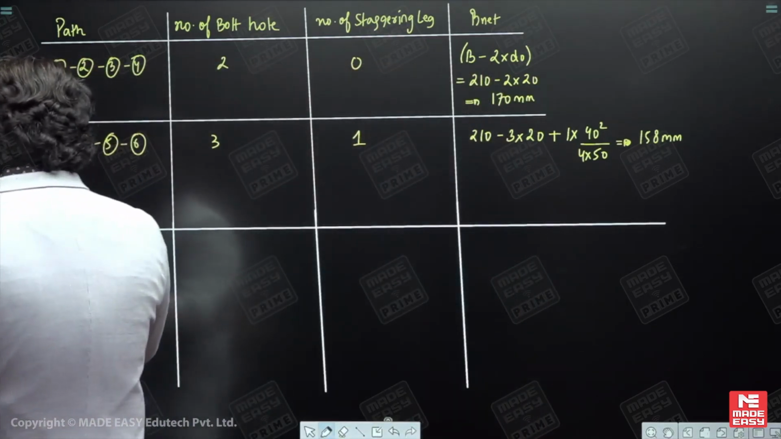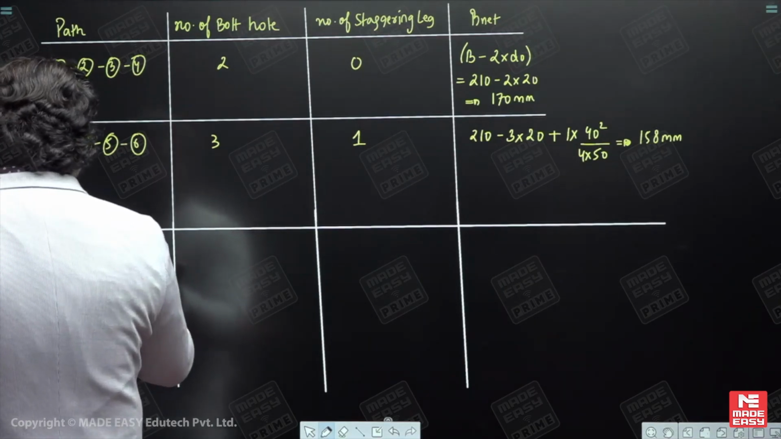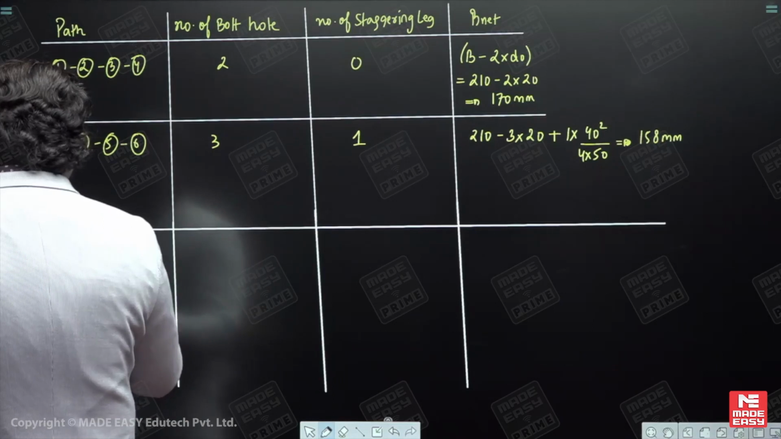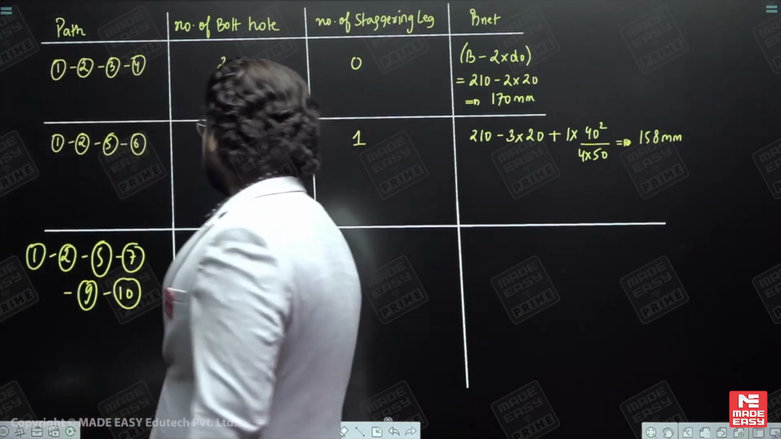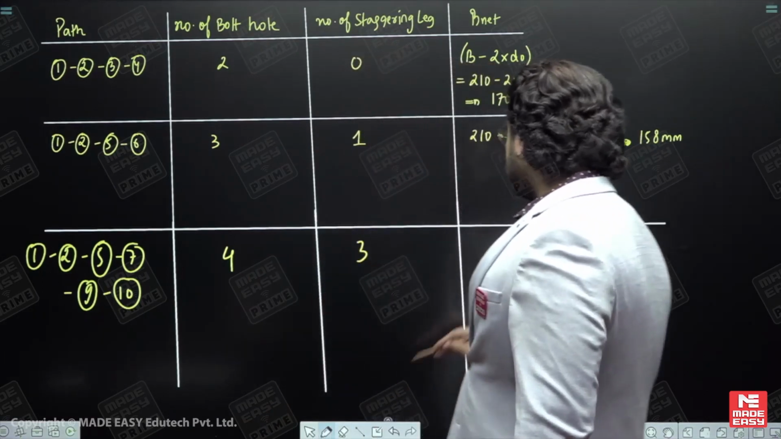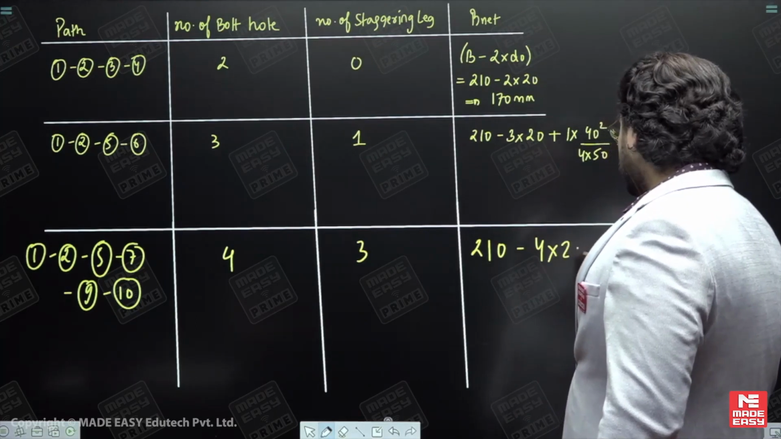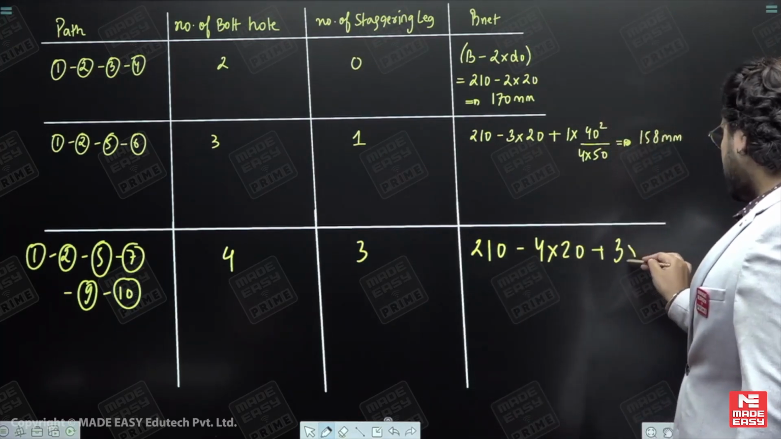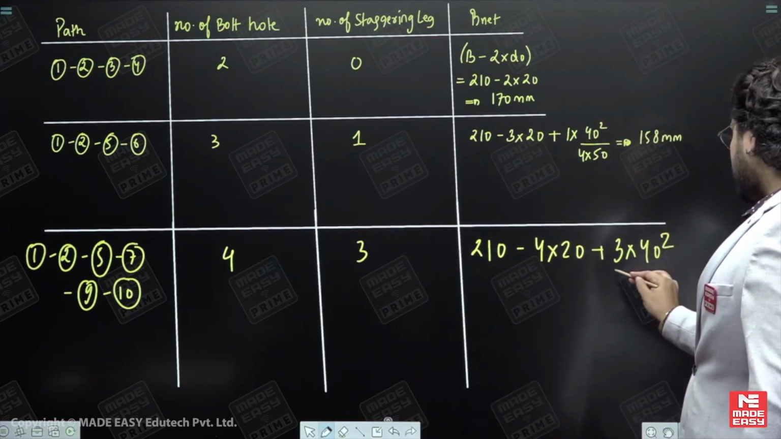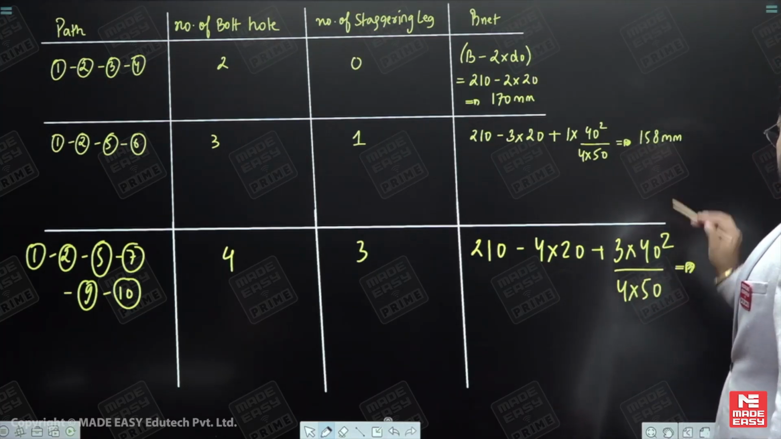So the path is 1, 2, 5, 7, 9, and then finally 10. This is the path we have considered. How many bolt holes gone? 4. How many staggerings required? 3. So solving this will get you 120 minus 4 times 20, but you have to add 3 times of 40 square by p square by 4g. So this you will get along this path.